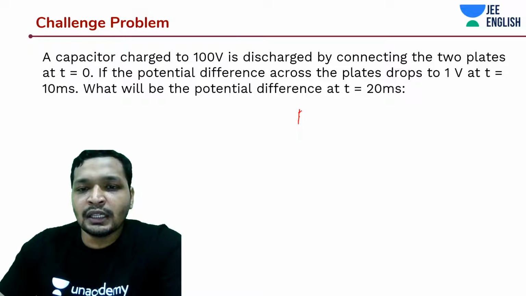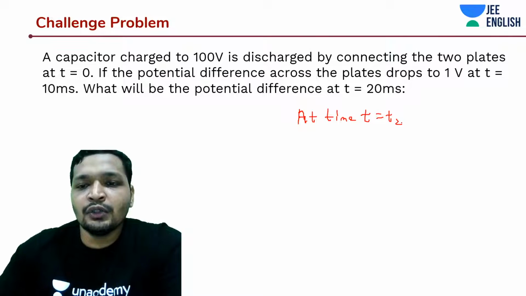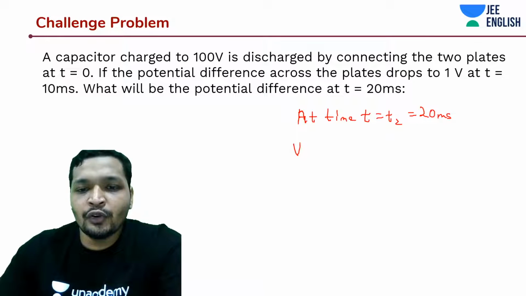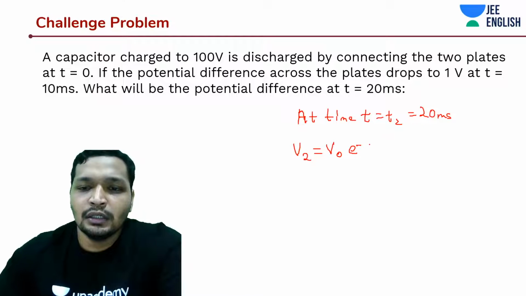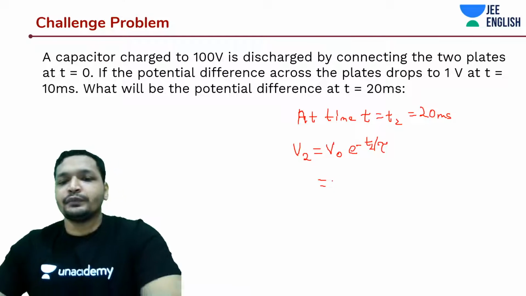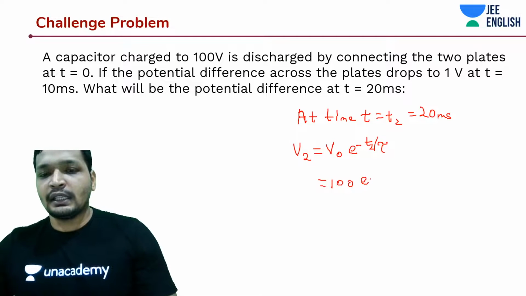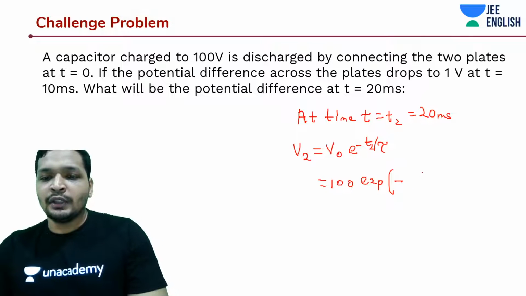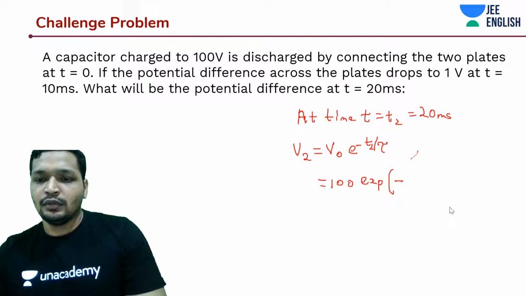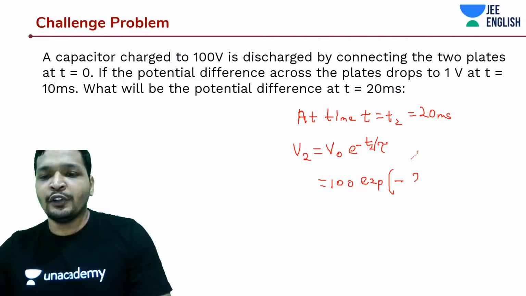So at time T2 is equal to 20 milliseconds, the potential is what we have to find out. We don't know V2. V2 is equal to V naught e to the power minus T2 by tau. We know V naught is 100, and tau was 10. T2 is 20. I'm just substituting the value of T2, since this is in milliseconds.